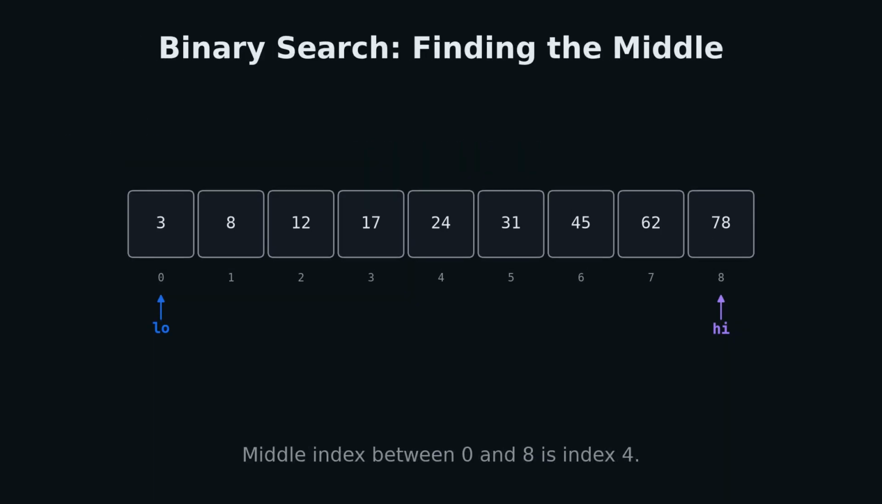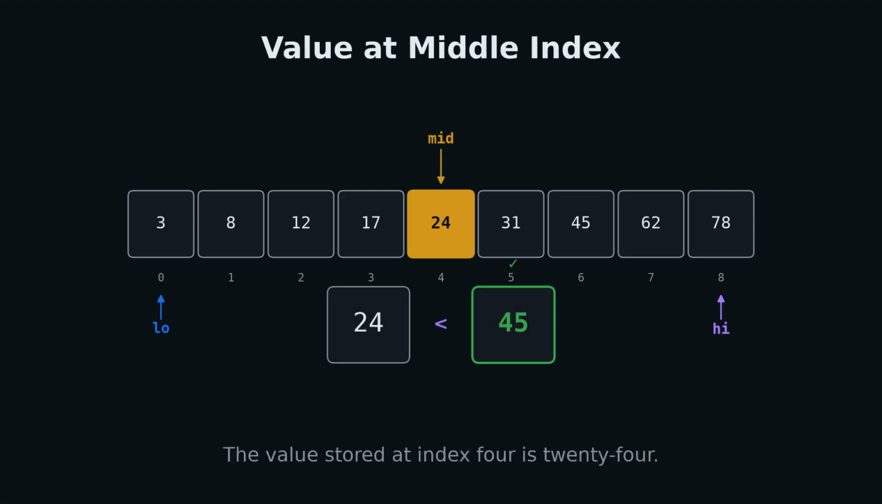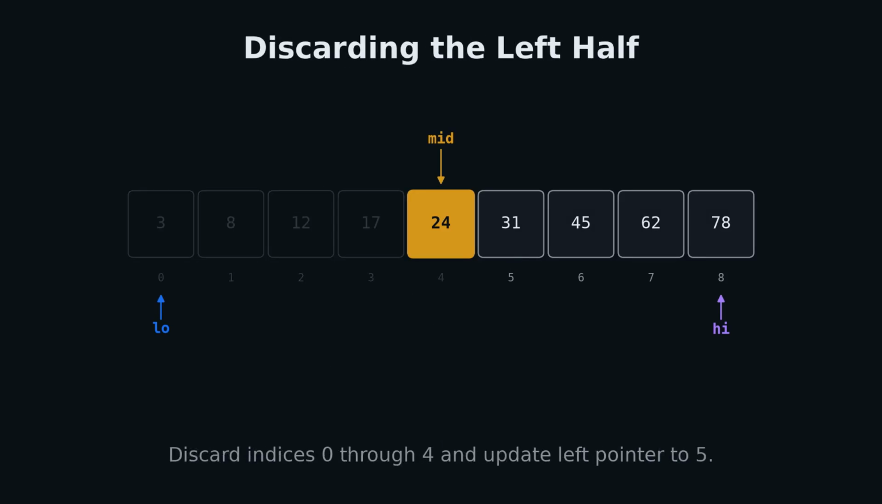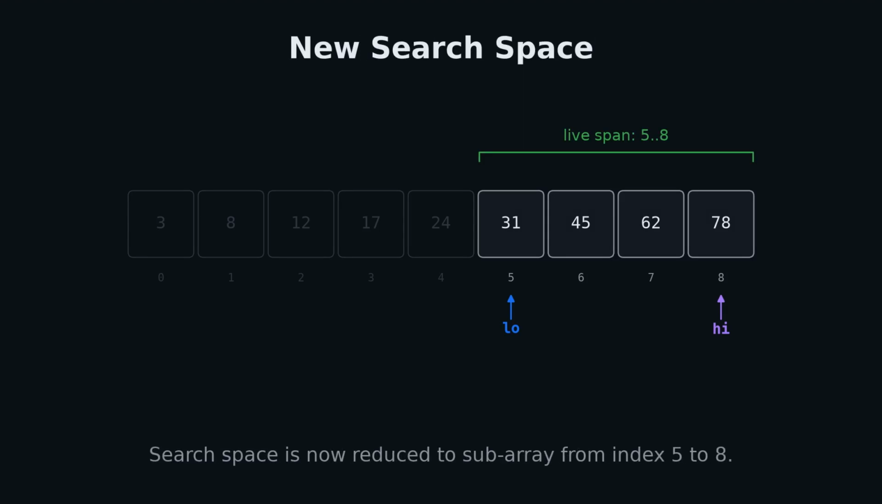Maintaining this guarantee across every iteration is what keeps our algorithm correct. To begin the search, we find the middle index between 0 and 8, which gives index 4. The value stored at index 4 is 24. Because our array is sorted and 24 is strictly less than our target of 45, the target cannot exist at index 4 or anywhere to its left. We discard indices 0 through 4 entirely and update our left pointer to index 5. The search space is now reduced to the subarray spanning from index 5 to index 8.